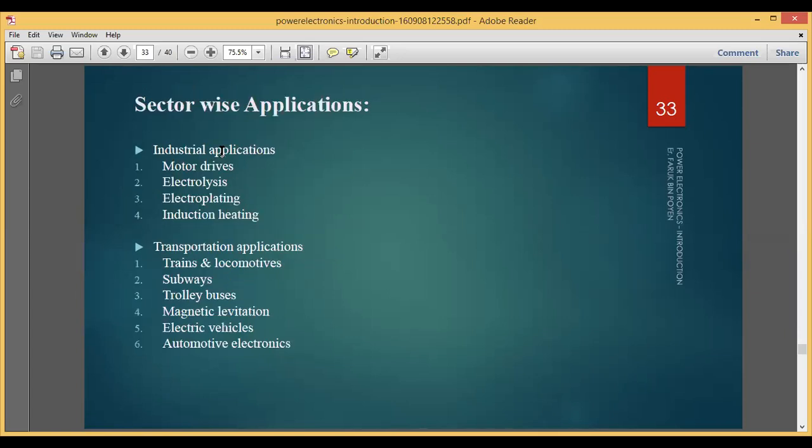When you go for industrial application: motor drives, electrolysis, electroplating, induction heating. This is the industrial part. When you go for transportation: trains, locomotives, subways, trolley buses, magnetic levitation, electric vehicles, automotive electronics. Nowadays you may have seen road rollers, which are used for road construction, the huge machines, huge devices. There also we can use power electronics, and in cranes. Many examples are there.